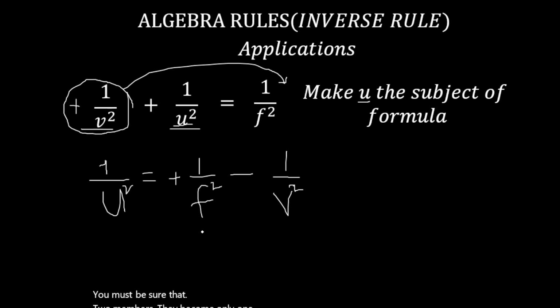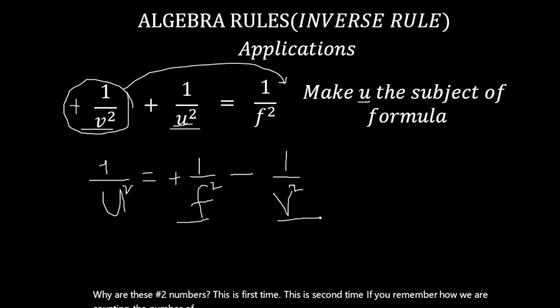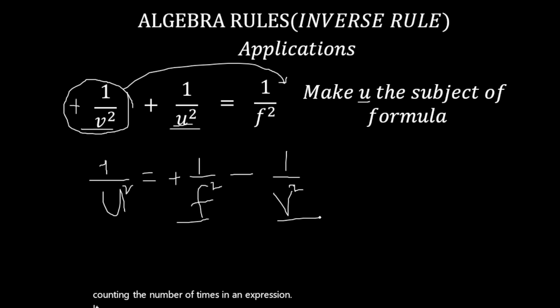Why are these two numbers? This is first term, this is second term. If you remember how we are counting the number of terms in an expression, it's actually sure that for us to make this become only one, we have to simplify this. But for this class sake, I will use a very simple illustration for you to understand how to do this simplification, so that the two terms will become only one.